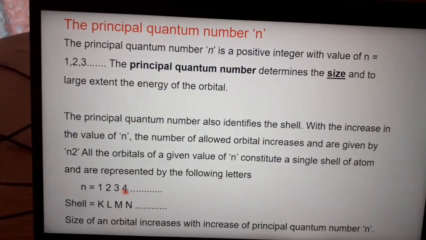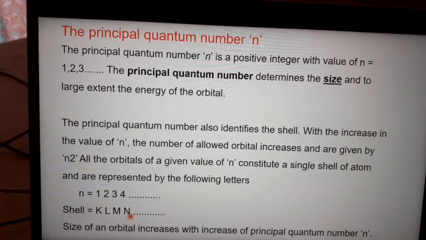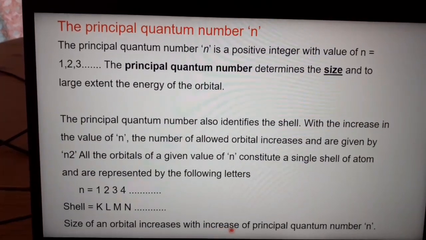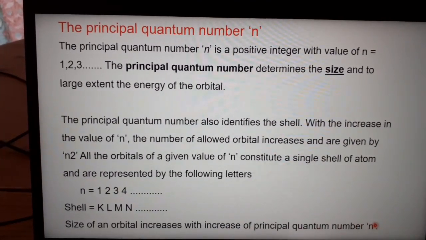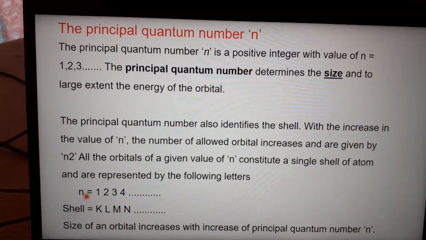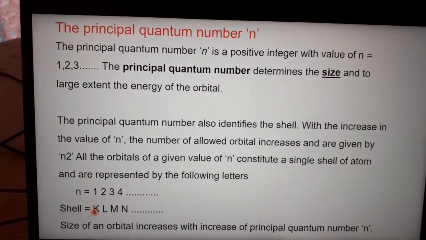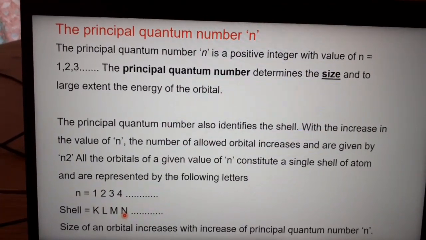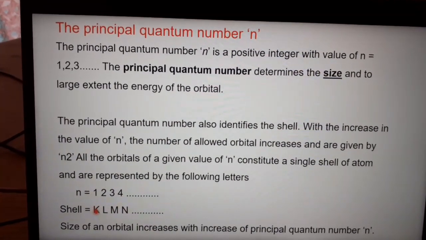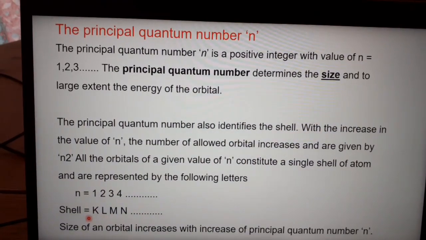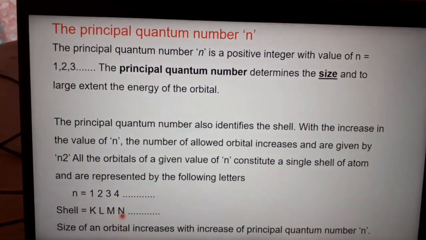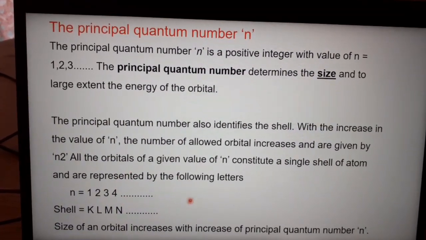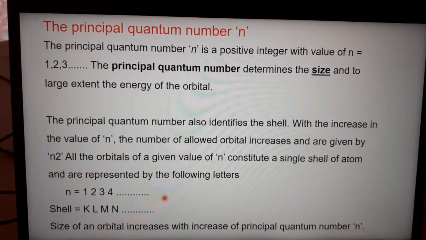When n equal to 4, then the shell is N, right? And the size of the orbital increases with increasing principal quantum number n. That means when n equal to 1, the K shell is smaller, but when n equal to 4, the N shell is very large. So you can see the shell size is increasing from K to N. That means when n goes from 1 to 4, the size of the shell is increasing.